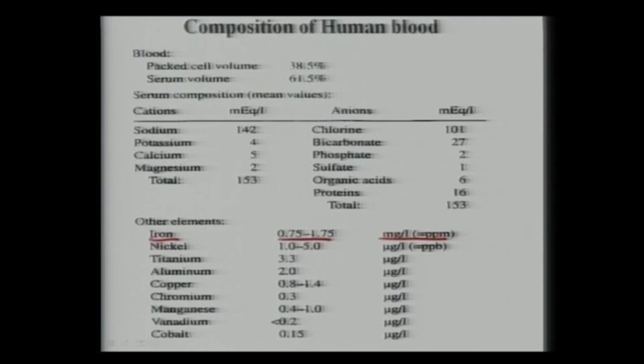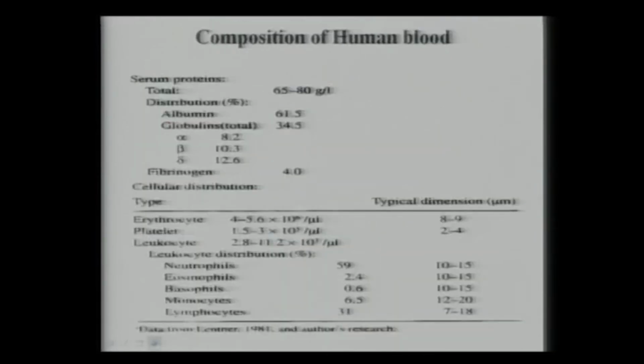It has different sodium, potassium and so on. These are different cations: sodium is there at 142 level, chlorine is around 101 milliequivalents per liter, and it has also serum, which is around 61.5%. Total protein in the blood serum is around 65 to 80 grams per liter, and the albumin is 61.5% and globulins is 34.5%. So these are different proteins which are available in the blood, and fibrinogen is also 4%.